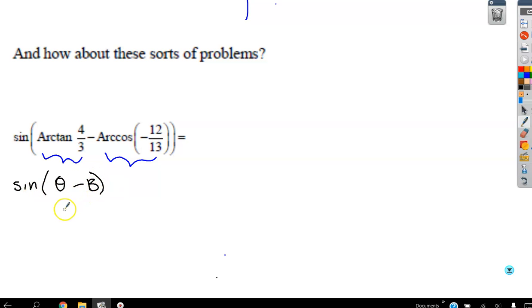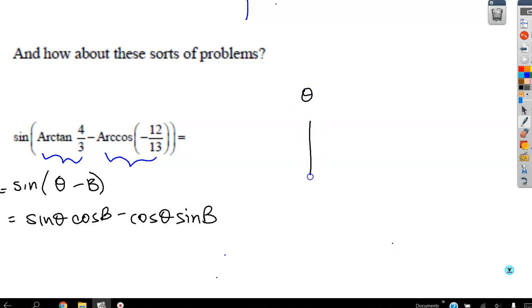Now you guys know that there's a way to expand this so that you can deal with each angle separately. Your sine subtraction. So sine cos minus cos sine. So now if you could create triangles for theta and beta, which you can because you have relationships, you can plug stuff in. So let's do the theta triangle. For the theta triangle, I know that capital arctan is 4/3, it's positive. Arctan can be in 1 or 4, so since it's positive, it's in 1. Opposite over adjacent, hypotenuse, Pythagorean theorem, 5.